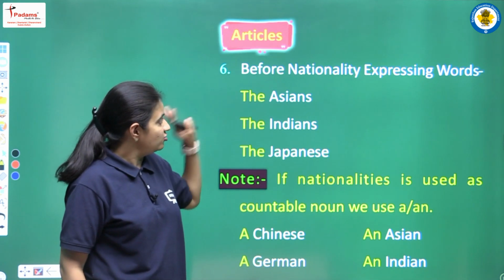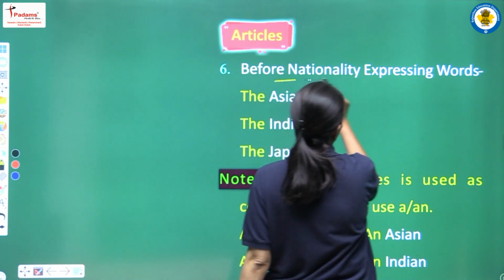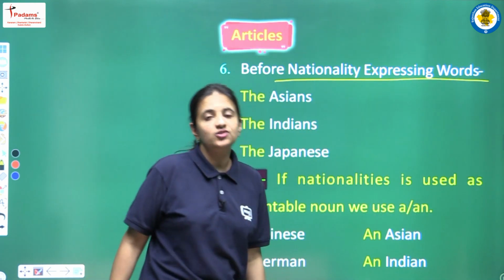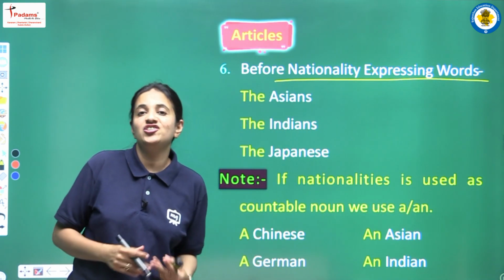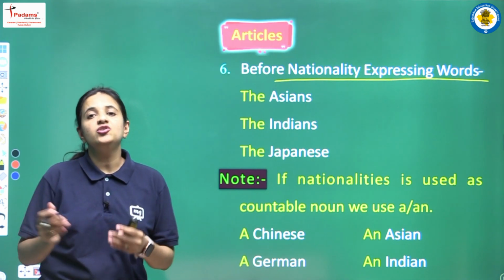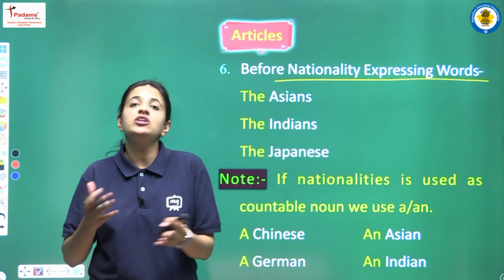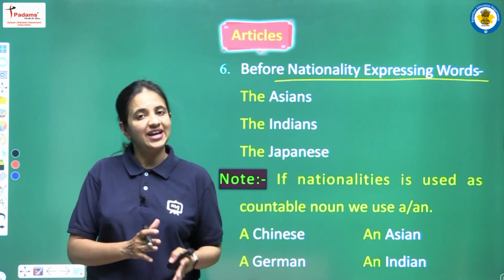We are having the next use of the article. So let's see. Yes, it is used before nationality-expressing words. So if we are trying to express our nationality, or if we are having words that express someone's nationality, so if we are having such words, before these words we have to use the as an article.